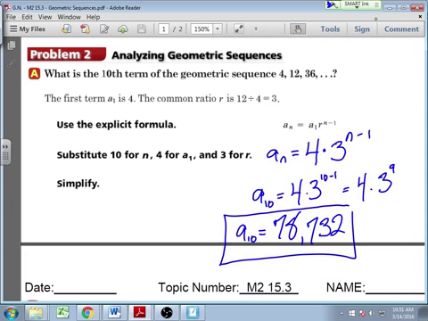Little bonus question here. If you think about graphing a geometric sequence, what sort of graph would that end up being? Exponential, right? Anytime we're multiplying by a common factor, anytime we see a common ratio from one term to the next, we know that's going to end up looking exponential.